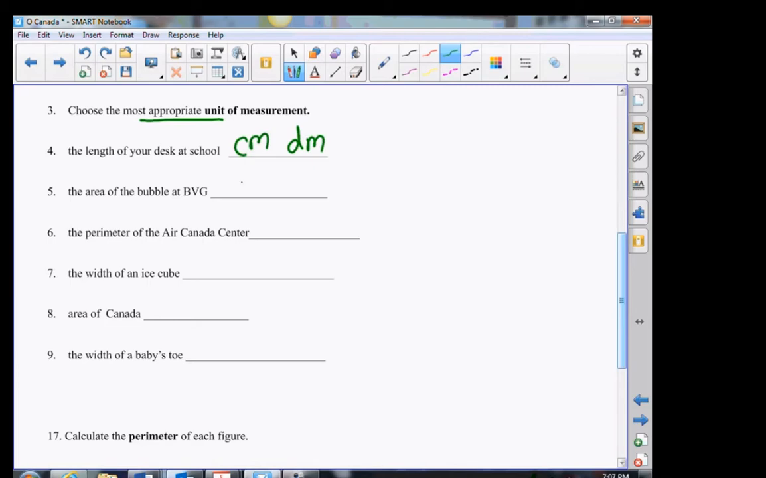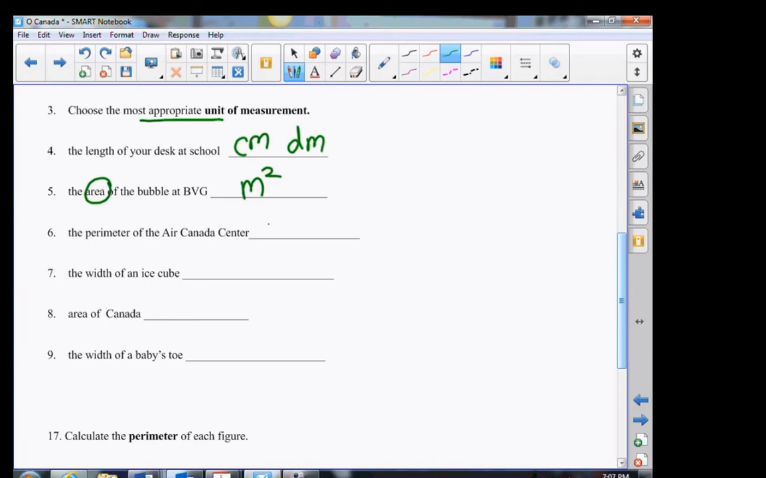The area of the bubble at BVG. Now, a lot of you might make a mistake first and just put meters, but that would be wrong because it says area. Area is always length and width, which is 2 dimensions, which is squared. So you have to put meters squared. Be careful of that for any assessment, okay?